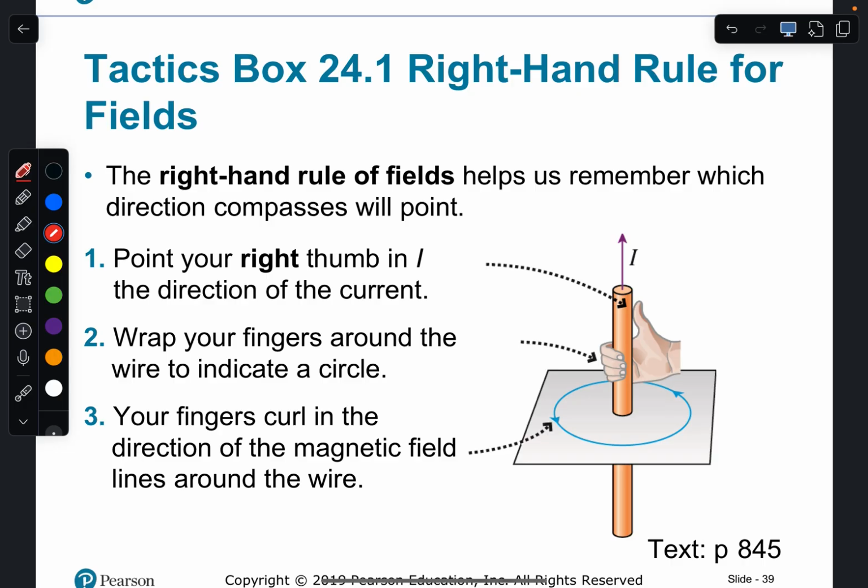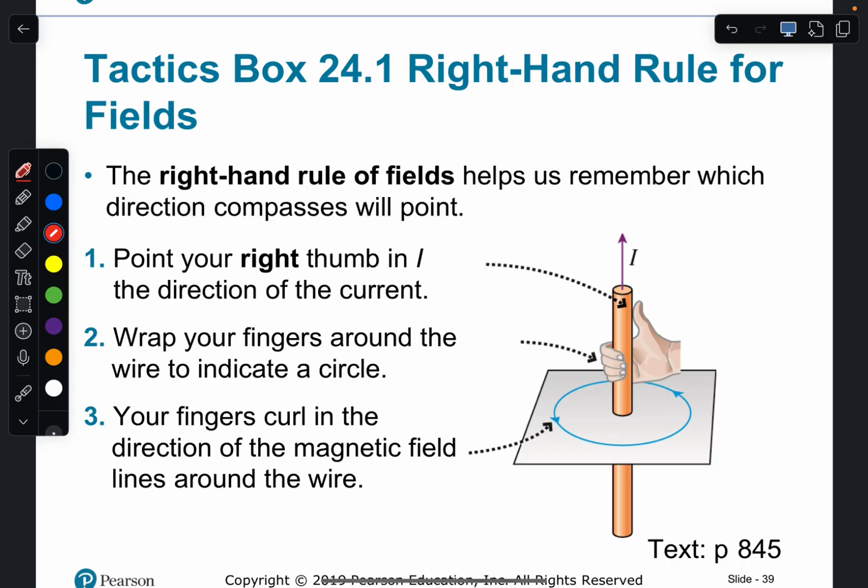Your thumb is the current direction, and the way that your fingers naturally curl is going to be the direction of the magnetic field, right? We saw the magnetic field had some curviness to them. So for the case of a single straight wire, if the current is going up, I'm going to stick my thumb in the up direction, and my fingers are going to circle around that. And that circle around is going to tell me that the magnetic field lines are forming a circle around the wire.